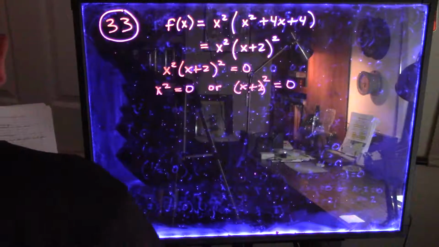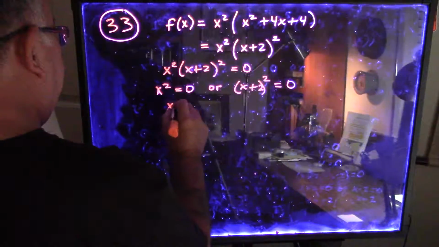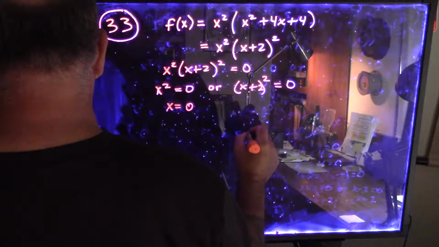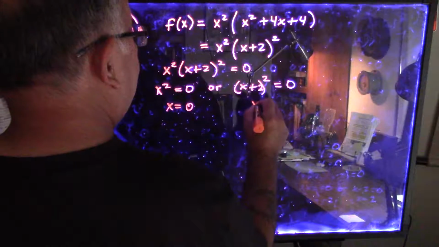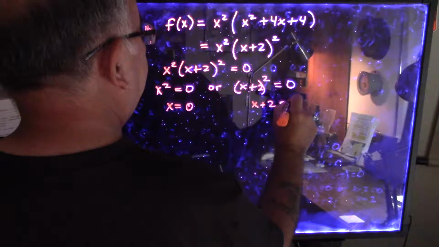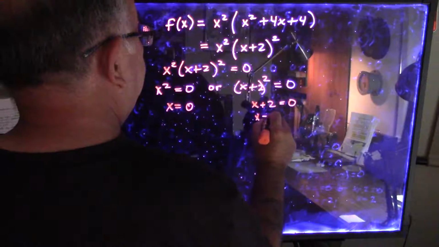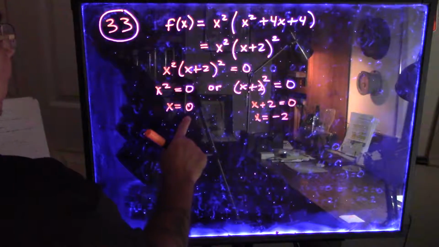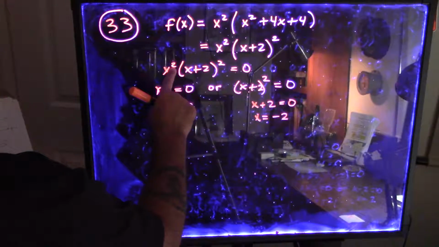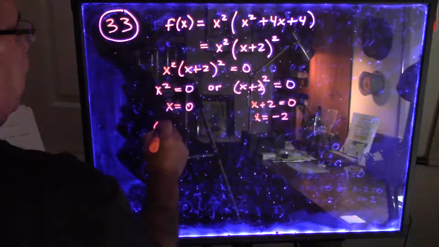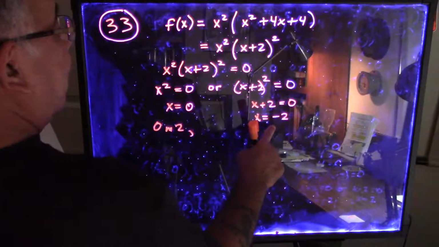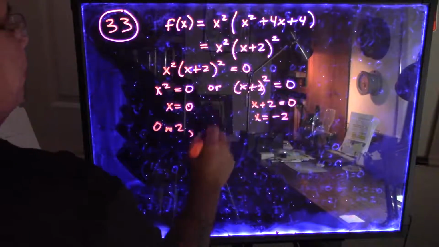Alright, so x equals 0, and rather x plus 2 must equal 0, and so x equals negative 2. So we have a 0 with multiplicity 2, that's from that power 2, and we have negative 2 with multiplicity 2.